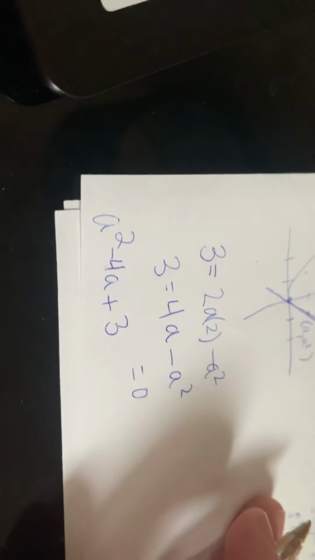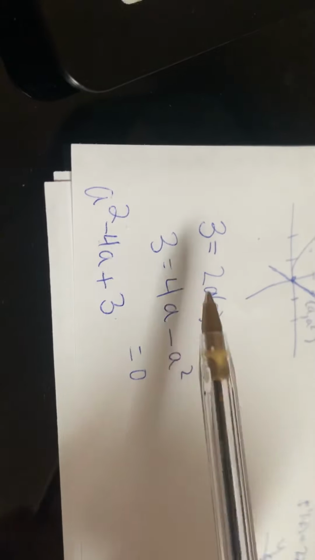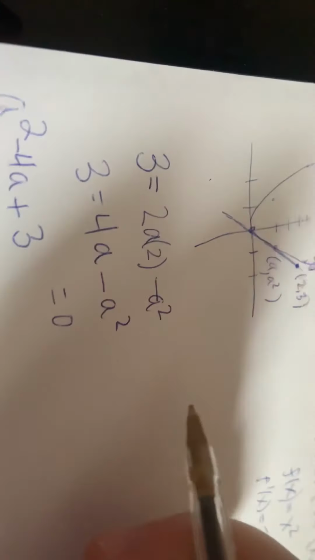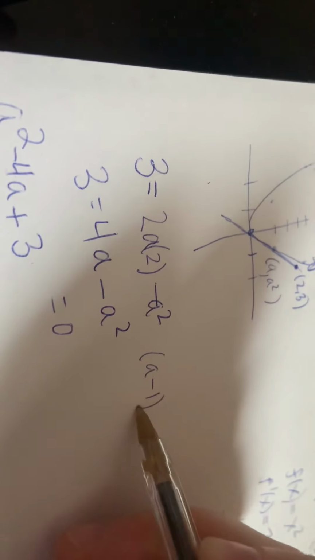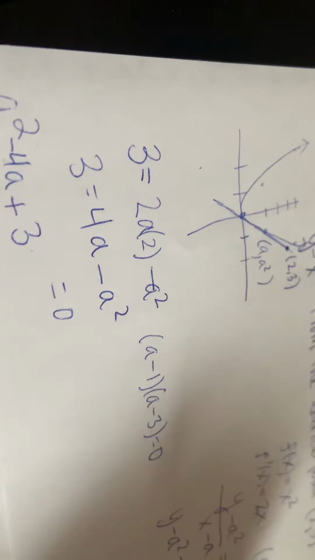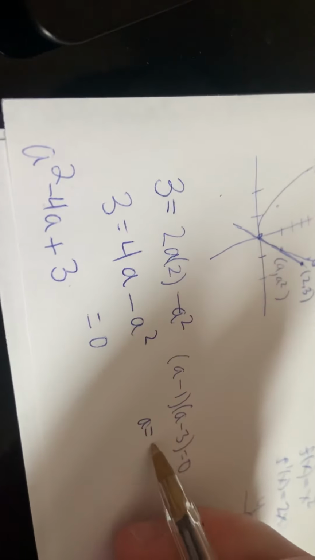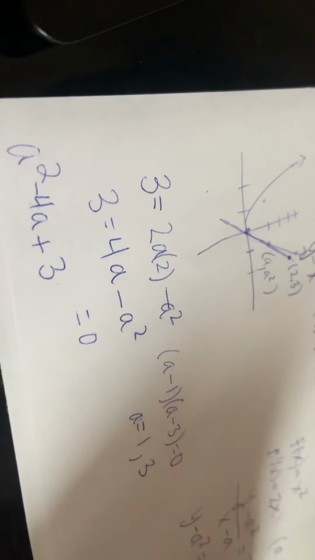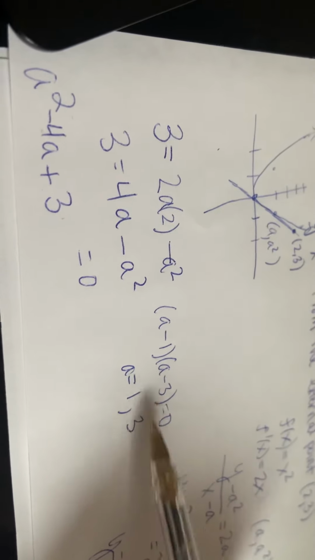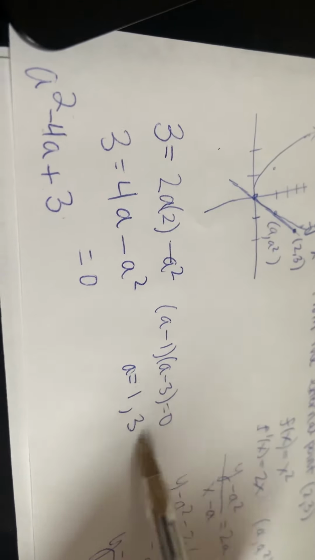And we can factor that very easily because what are factors of 3 that add up to -4? That'll be -1 and -3. So I'll have (a minus 1) times (a minus 3) equals 0. So a is going to be equal to either 1 or 3. So now there are exactly 2 tangents, because you're going to have either one of these, that pass through the external point (2, 3).